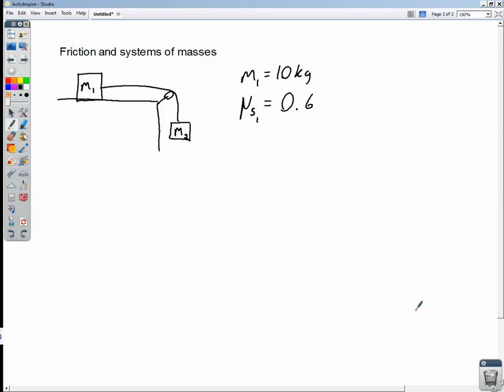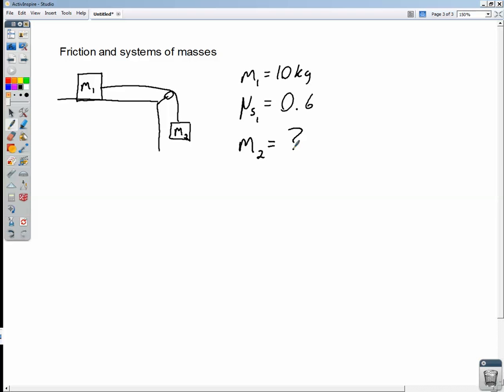Okay, friction and systems of masses. Here is our setup. We've got M1 sitting on a tabletop with friction, and M1 has a mass of 10 kilograms. We have a coefficient of static friction between M1 and the table of 0.6. The question that we could ask here is, what is the minimum mass for M2 for this system to move? So we want to find out what M2 is going to be.